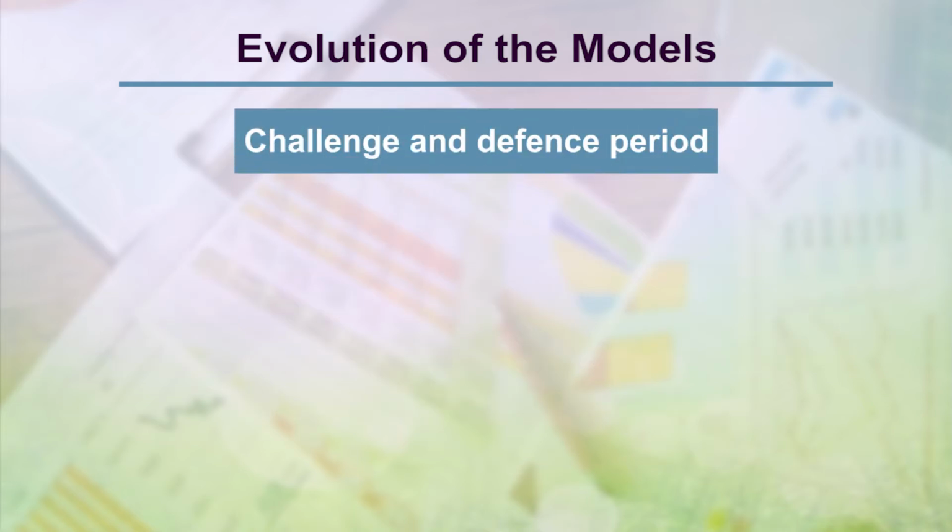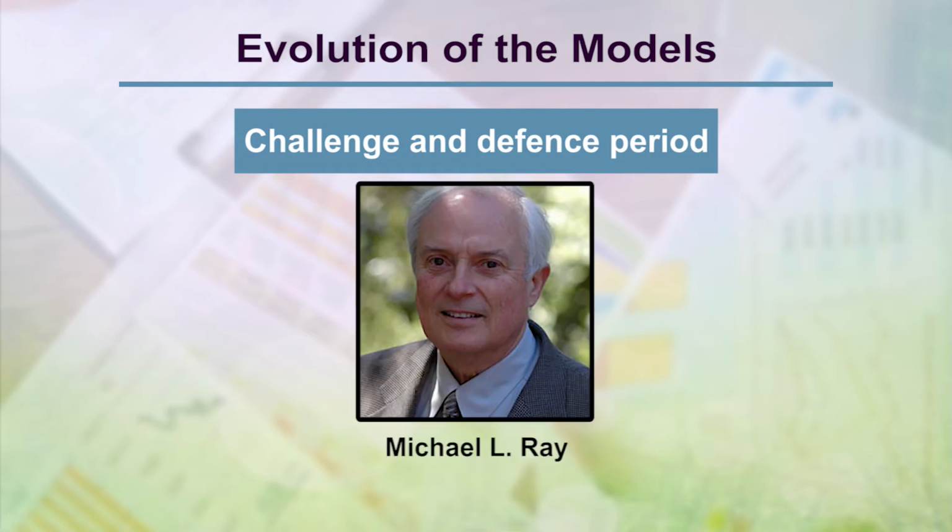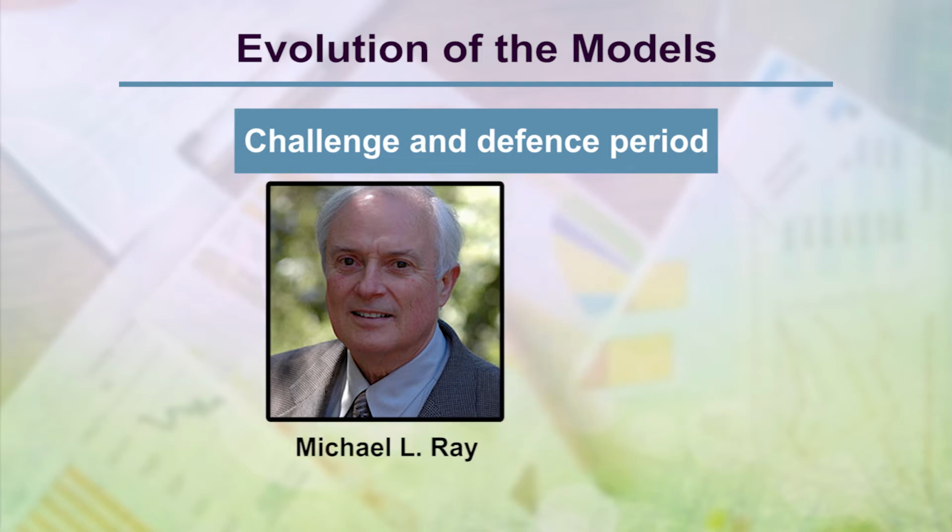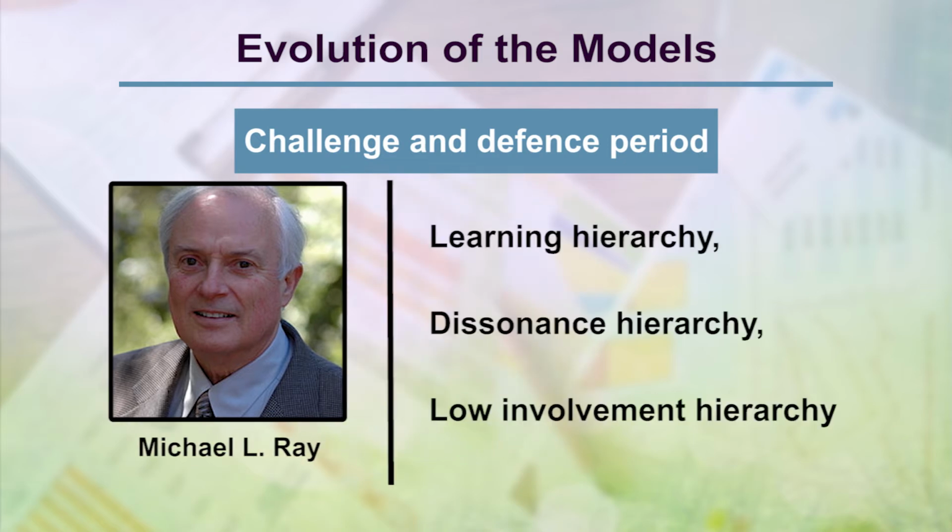And the last one I am starting now, that is the challenge and defense period. The models developed from 1973 onwards presented a very different view on marketing communication. Michael L. Ray suggested a three-order model which combined three things: learning hierarchy, dissonance hierarchy, and low involvement hierarchy. So the models developed in this phase basically concentrated on these three things. But mainly, as I have already told you, all the models mostly used the hierarchy of effect models.